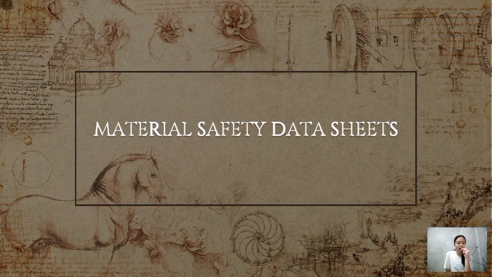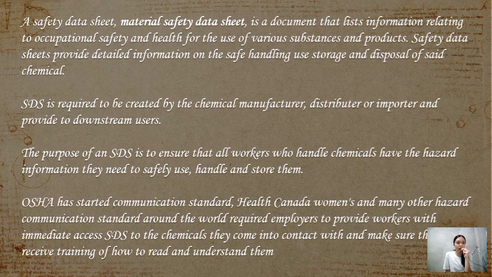Material Safety Data Sheet. A Material Safety Data Sheet is a document relating to occupational safety and health for the use of various substances and products. This safety data sheet provides information for workers on how to dispose of different chemicals and how to use those chemicals.